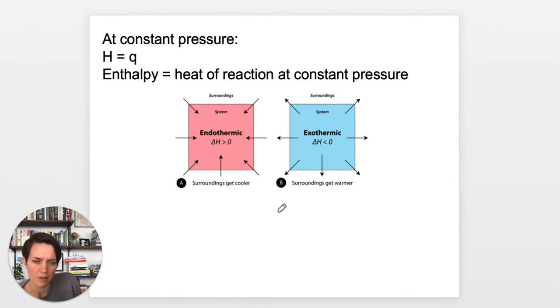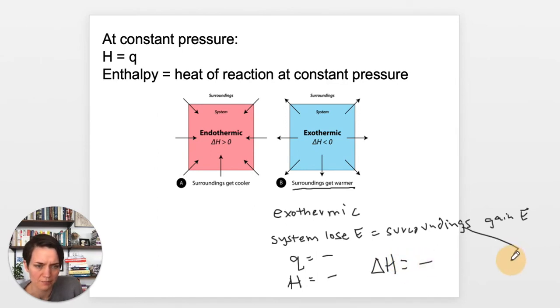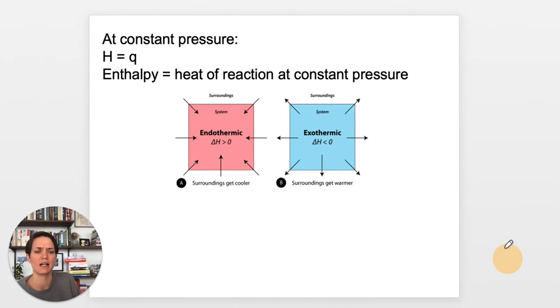In an exothermic reaction, the system is going to lose energy, which means that the surroundings are going to gain energy. Surroundings get warmer. Q is going to be negative. H would be negative, so the enthalpy change of that reaction would be some negative value. Okay, so it's just trying to tie some of those concepts together.